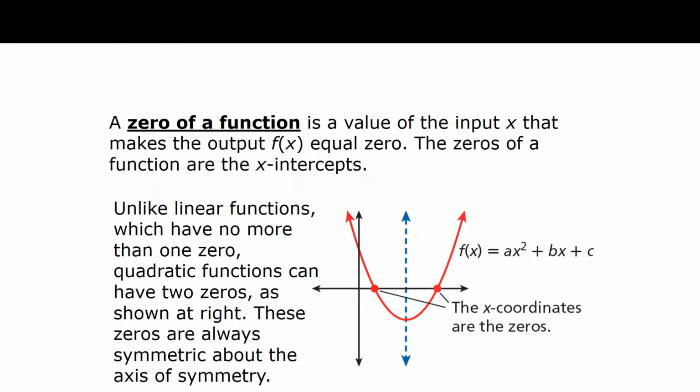A zero of a function is a value of the input x that makes the output f of x equal 0. The zeros of a function are the x-intercepts, and we often say when y is 0, what is x? So that's what you're going to be looking for. Unlike linear functions, which have no more than one zero, quadratic functions can have two zeros. These zeros are always symmetric about the axis of symmetry.